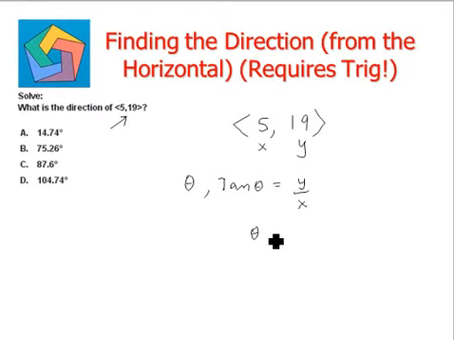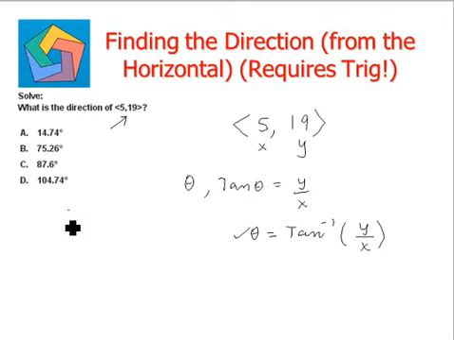Theta is equal to tangent inverse of y over x. That is the y component over the x component. Taking the tangent inverse will give us the direction of the vector. So here we are given the question, what is the direction of the vector (5, 19).